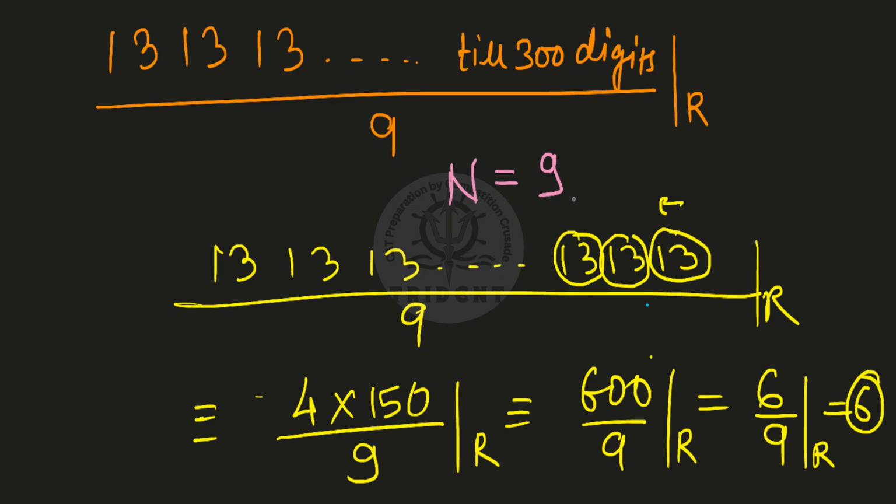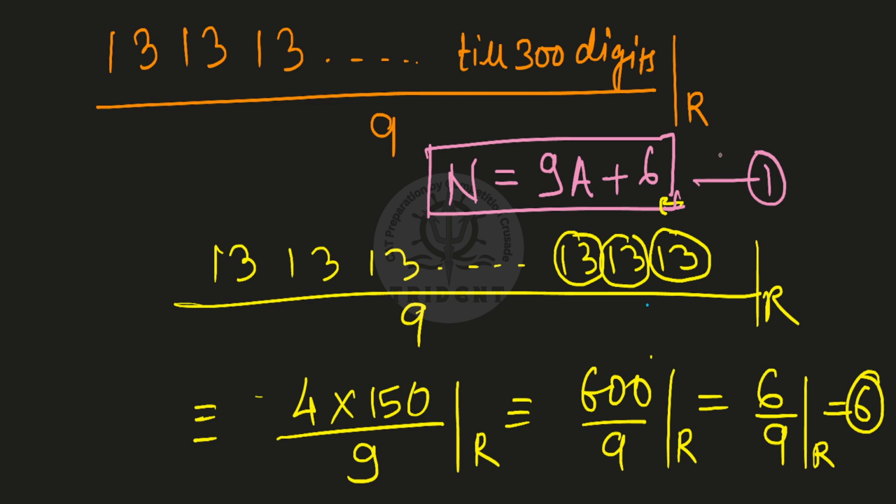In other words, if I write the number n in the Euclid's division lemma format, when you divide this thing by 9, you get some quotient, let's say a, and the remainder 6. This is my equation number 1. Now remember, this equation number 1 and equation number 2 that we will get after dividing it by 11 and finding the remainder, will help us find that arithmetic progression series.